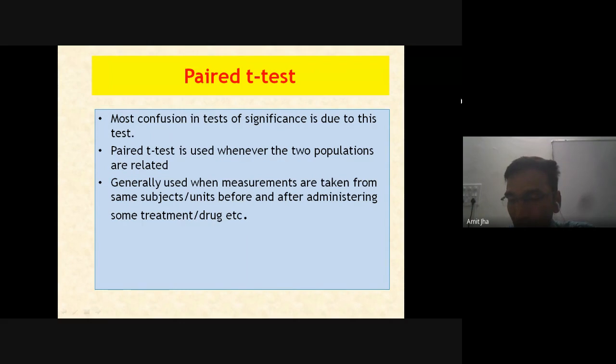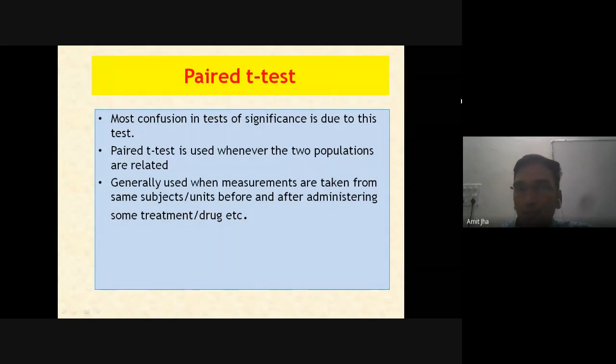Since these two samples which we are having are independent, we will go for the independent t-test. And after having the test, we can find out whether they are significantly different from each other or not. That depends upon the t statistic and its value, whether t calculated is greater than t tabulated value or not. But another test is the paired t-test.